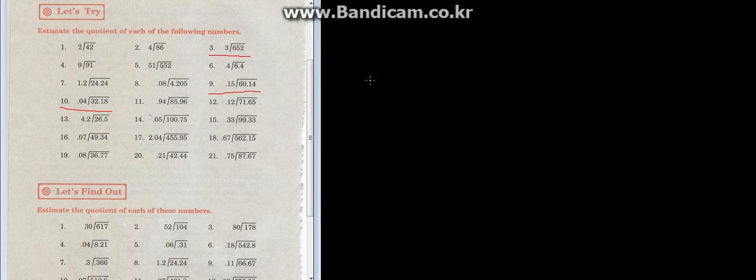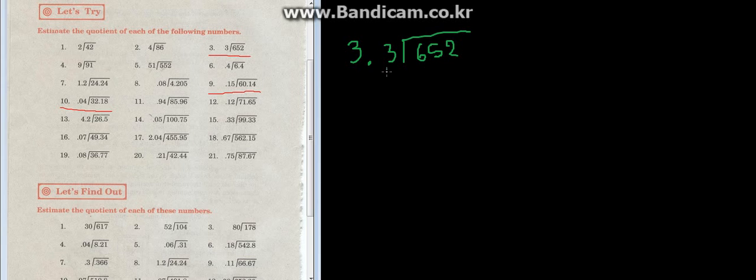So let's try some questions here. Number 3. 3 is divided into 652. Well, how do we do that? The first step, what was the first step? Rounding off the divisor to the 10th place.